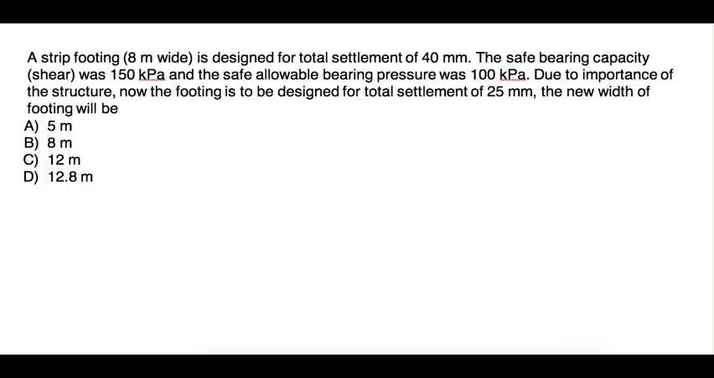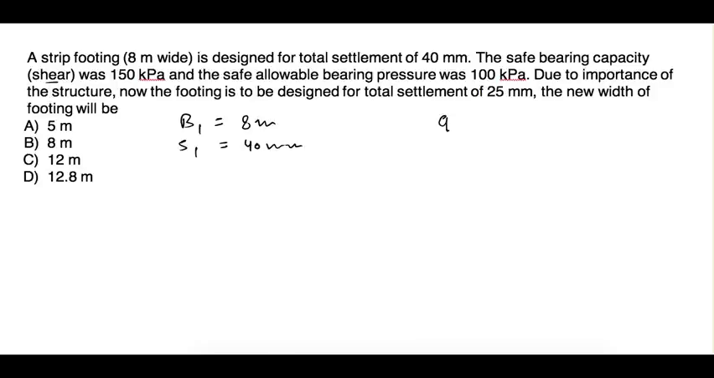After that, the next one is a strip footing 8 meter wide designed for a settlement of 40 mm. So the width of footing, let's say B1, is equal to 8 meter, and total settlement corresponding to this width is given as 40 mm. The safe bearing capacity in shear was 150 kPa.